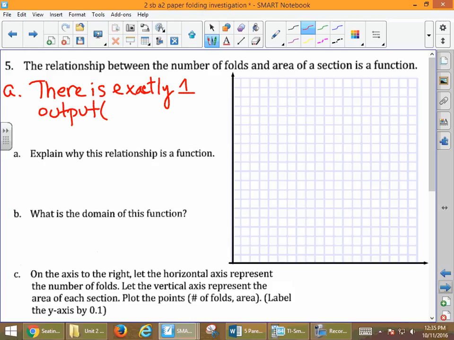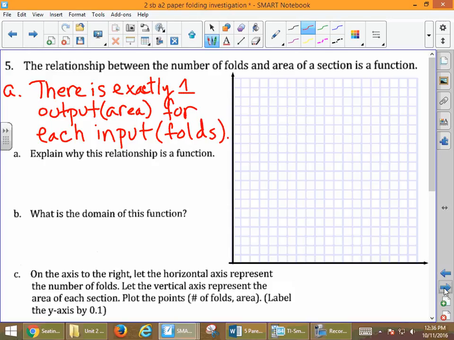But this time our output happens to be the area of the section of the function. There's exactly one output for each input, and our input is still the same. It's the number of folds that we're working with. So I just put that there where I have a little bit more space. I think you have enough space on your paper. I couldn't get it quite in there earlier. So that's the answer to 5A.